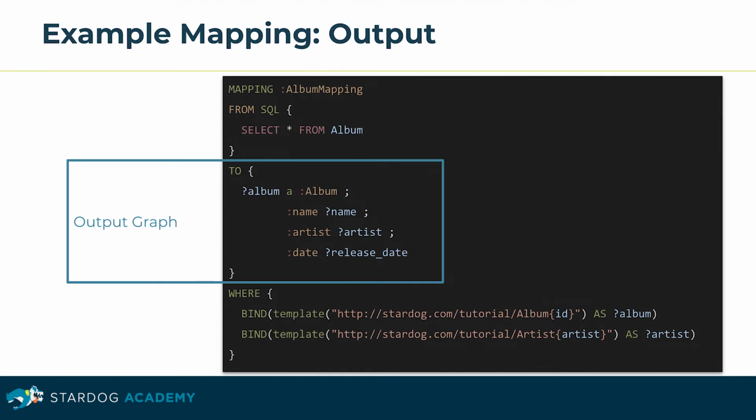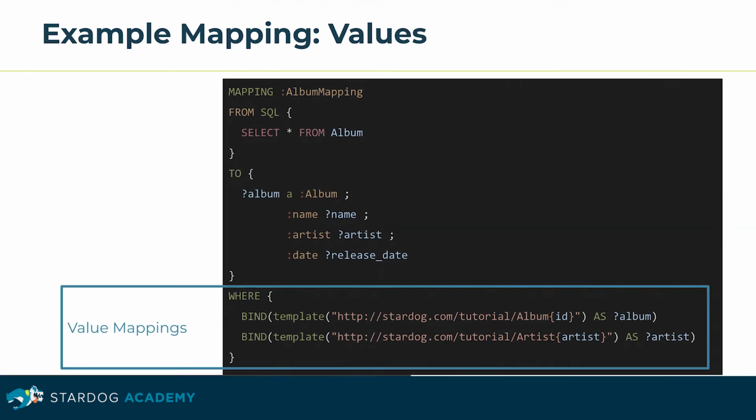And again, we can read this as a sentence with variables in certain positions. So we have the variable album is a album, so here's our fixed relationship. We then have the semicolon and as an and structure. So album is a album and has a name with the variable name, and artist with the variable artist, and a release date. Finally, the values, such as the album subject URI and the artist subject URI, are both done in a value mapping using a where clause, using bind just as you would bind a variable within a SPARQL query, and the template function as something specific here to take the values, in this case ID and artist, from the source columns and use those to create the values.